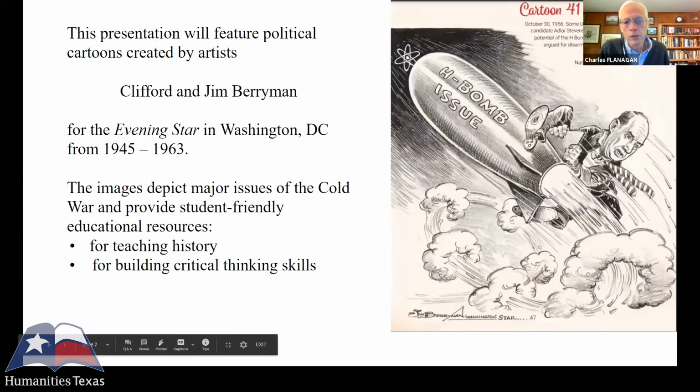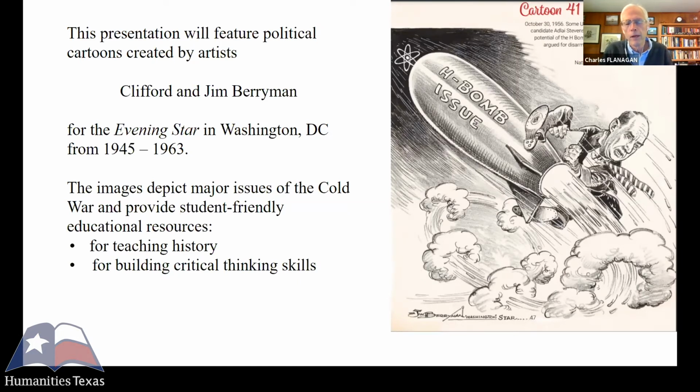So the presentation is going to feature cartoons that were created by Clifford and Jim Berryman. They're a father and son team who drew every day for the Evening Star, which was then the biggest newspaper in Washington, D.C. Clifford started in 1907 with the Star, and Jim retired in 1963. So from like 1907 to 1963, there was a Berryman on almost every front page of the Evening Star.